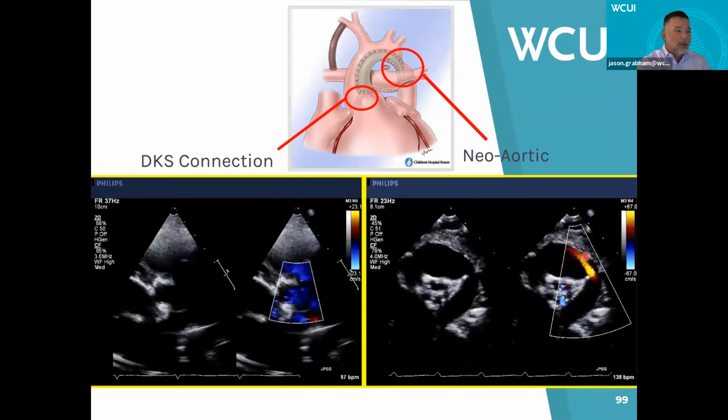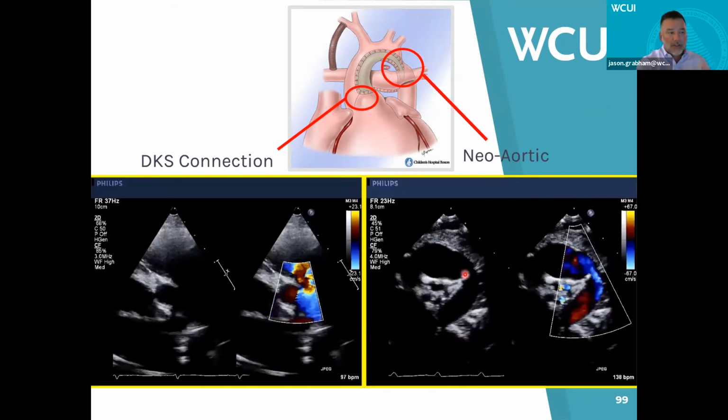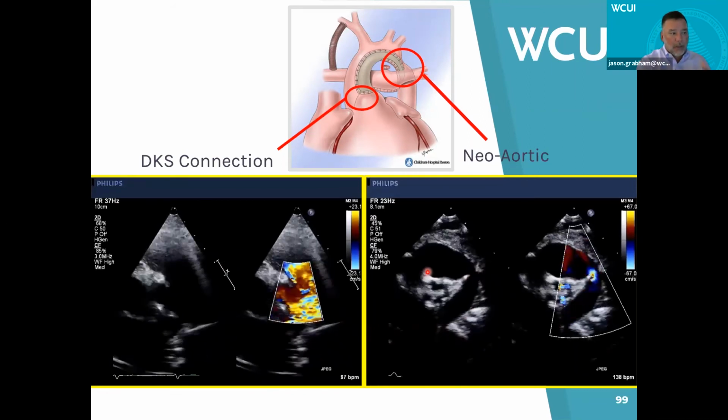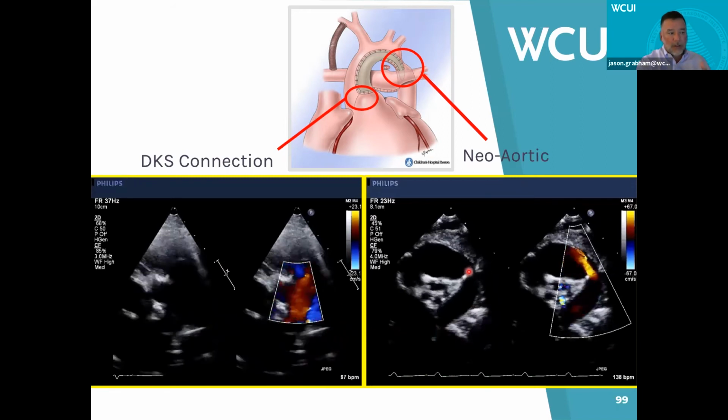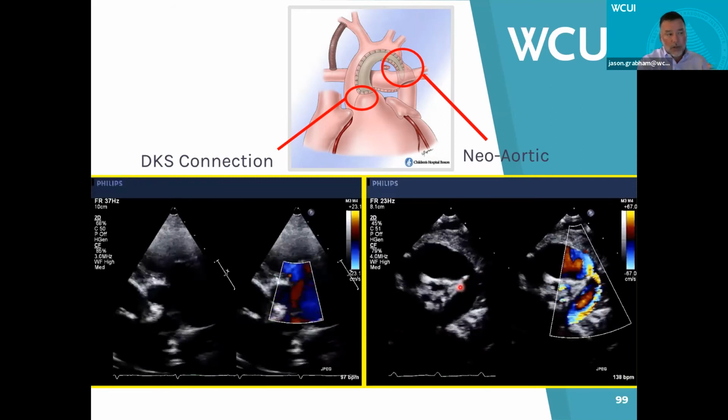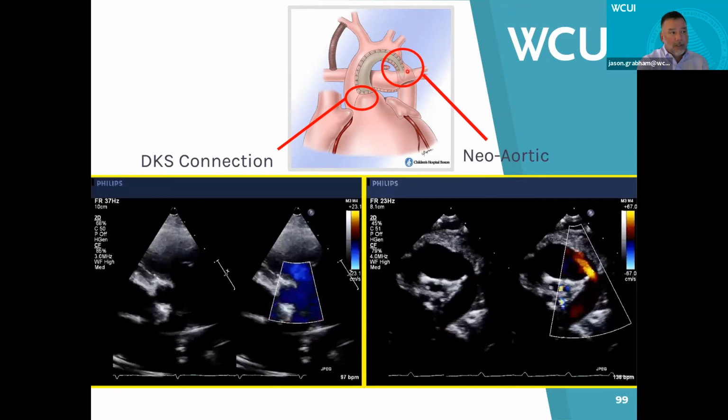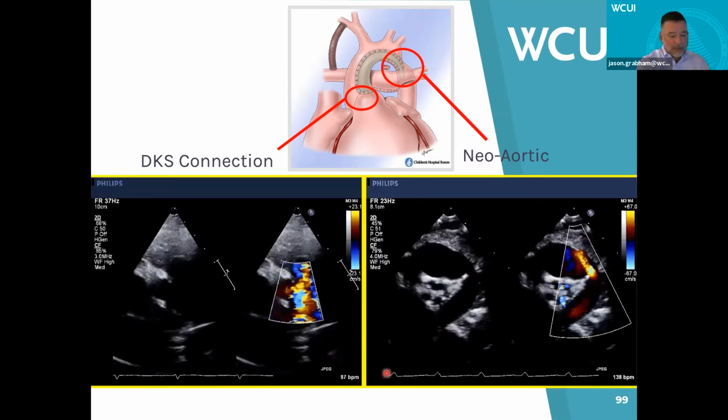And then you also want to always take a look at, because coarctations are often associated with these, you want to take a look at the distal arch. And this is in fact a residual coarctation at the very distal end of this patch you see up in the cartoon.